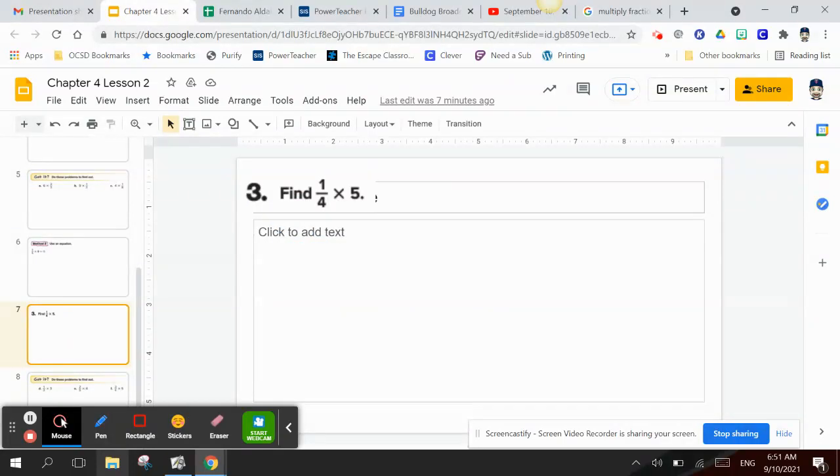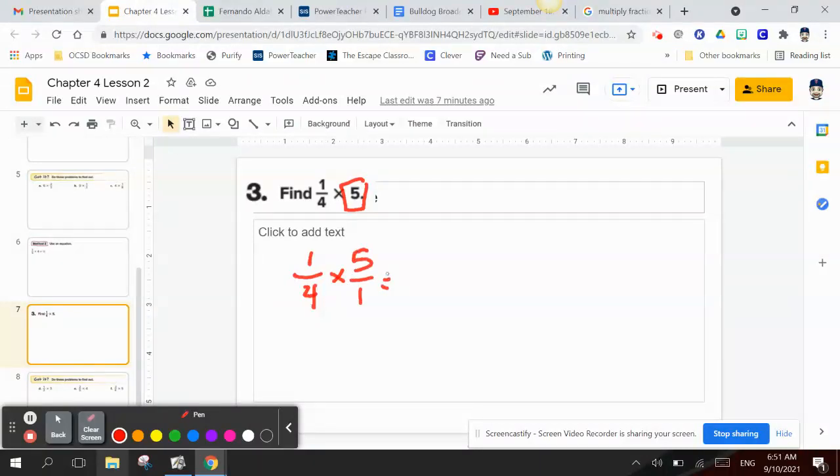Again, we're going to find 1/4 times 5. So when we multiply, 1/4 stays the same, times 5 as a fraction, which is 5 whole pizzas, 5 over 1. We multiply, we take our numerator times numerator. 1 times 5 is 5. We take our denominator times denominator. 4 times 1 is 4.